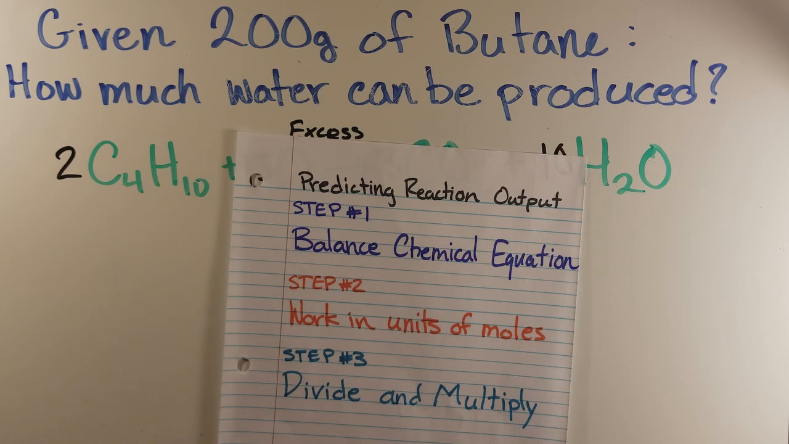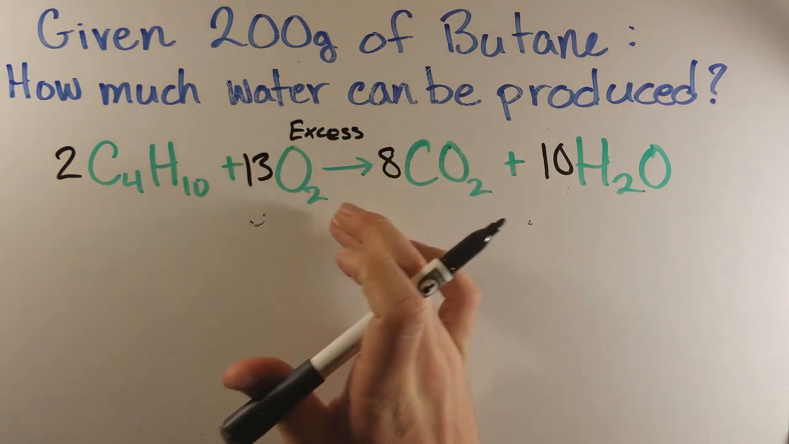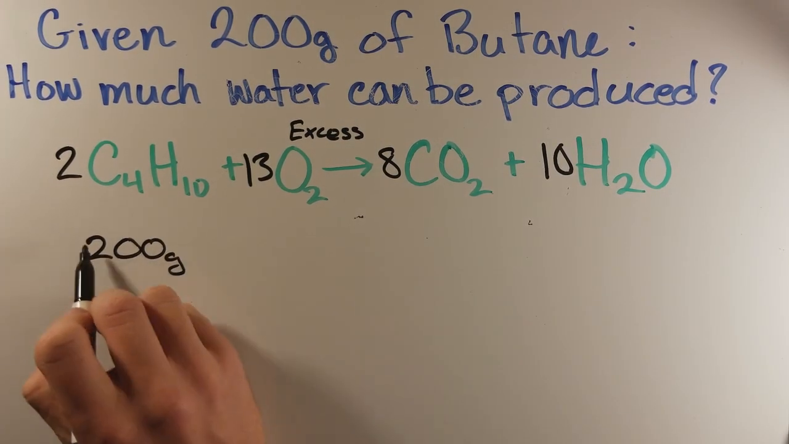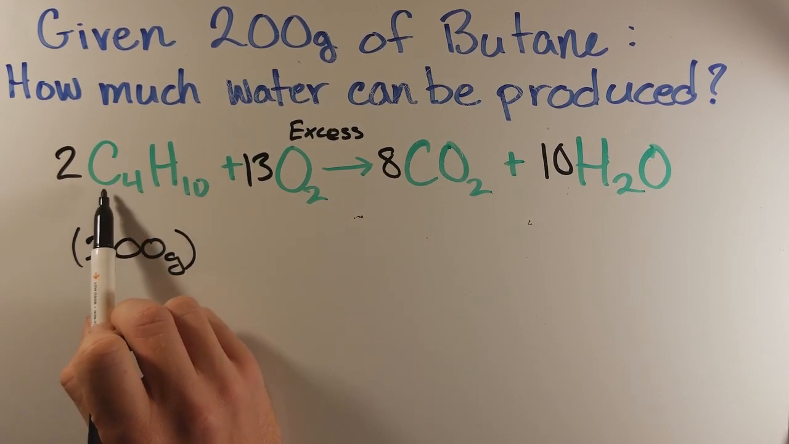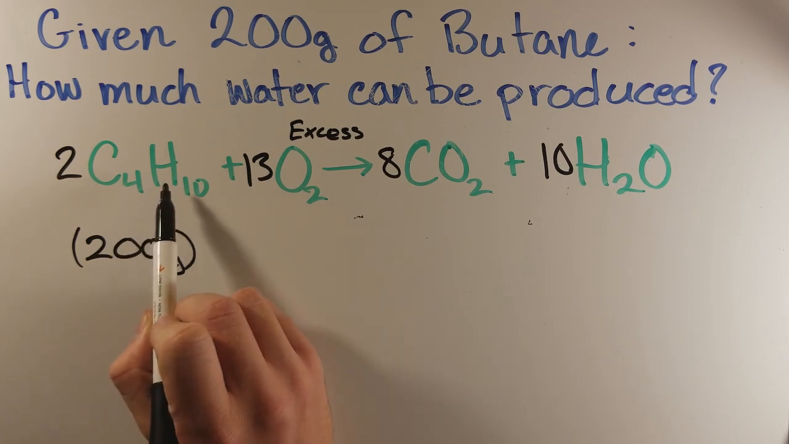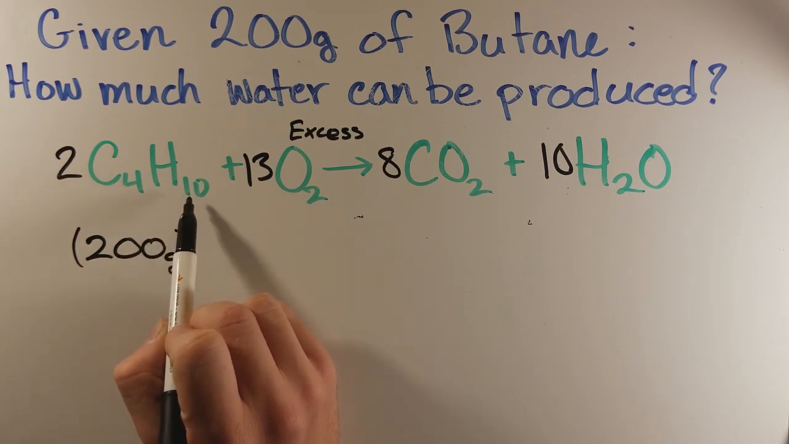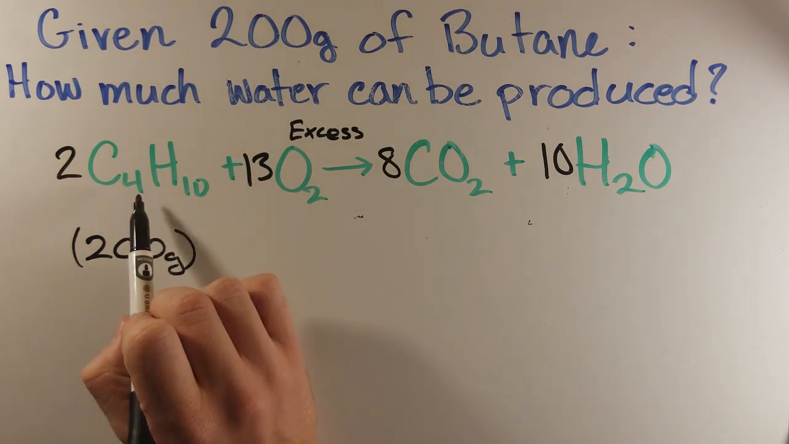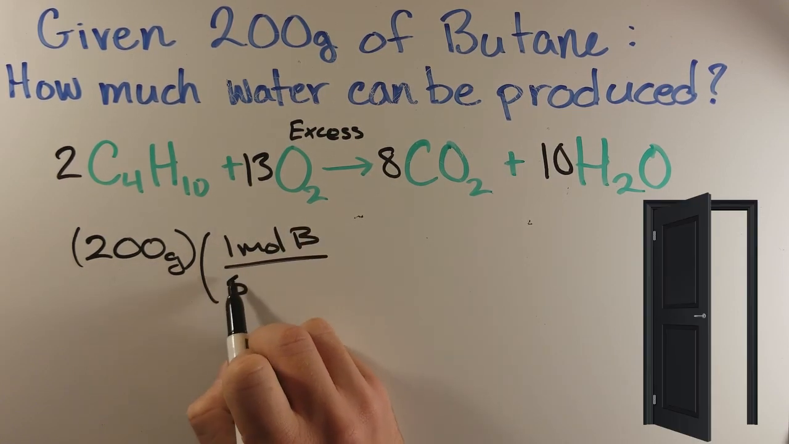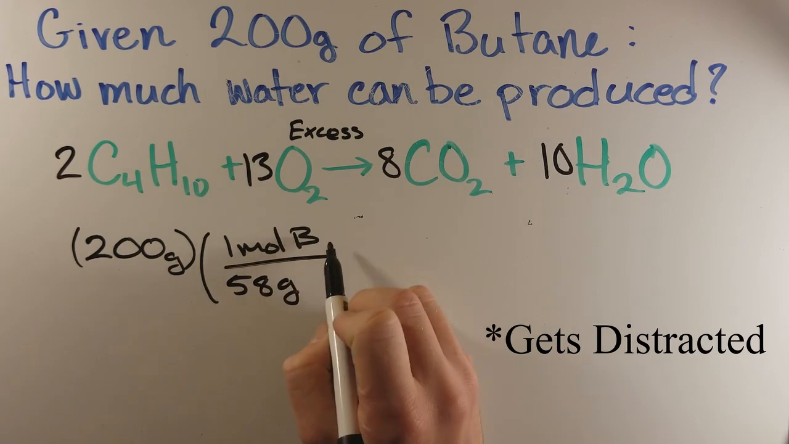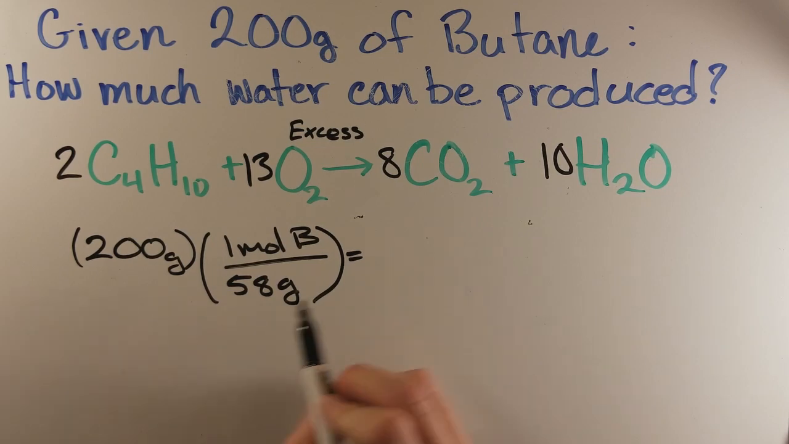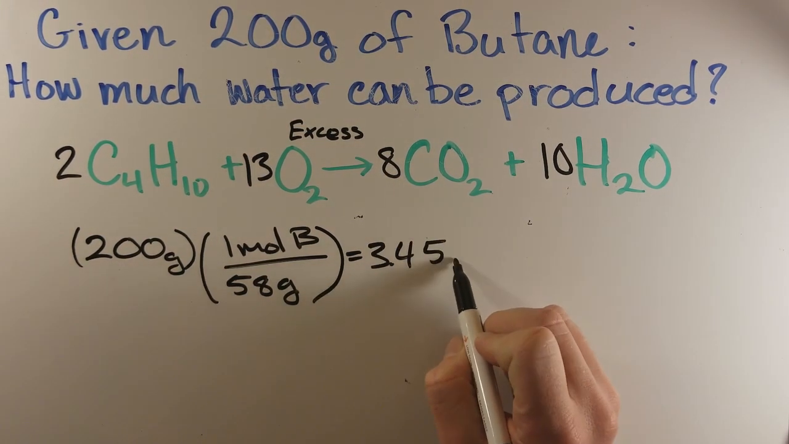Step 2, we need to work in units of moles. So we're given 200 grams of butane. To convert to moles of butane, we need to know the molar mass. The molar mass of carbon is 12. There's 4 of them in this molecule, so 12 times 4 is 48. Similarly, hydrogen has a molar mass of 1, and there's 10 of them, so 10 times 1 is 10. 10 plus 48 is 58, so for every 1 mole of butane, we have 58 grams. If we were to do this math, we would find that we have 3.45 moles of butane.